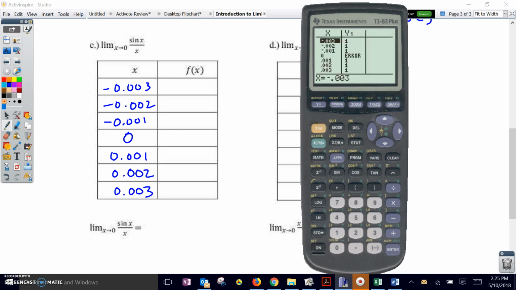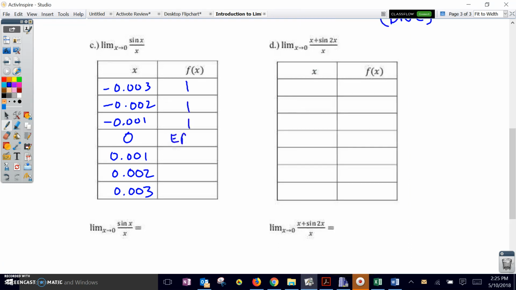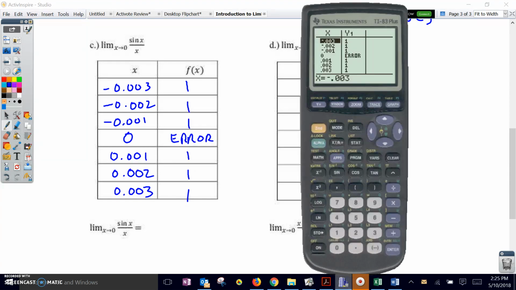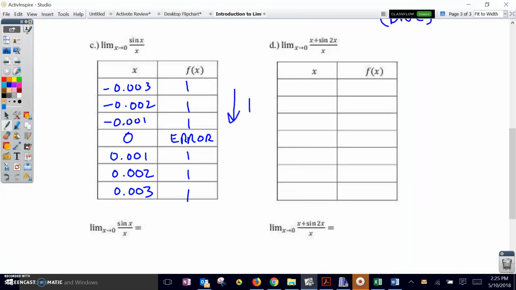And then I'll set up my table, start it up at negative 0.003, keep the same increment, and look at my table. And we have all these values, 1, 1, 1, error, 1, 1, 1. And if I go over and use my right arrow to look at the values in the y column, you see that they're not actually equal to 1, but as I get closer and closer to 0 from both sides, this value gets closer and closer to 1. So we're approaching 1 from this side, we're approaching 1 from this side, so our limit here will be 1.